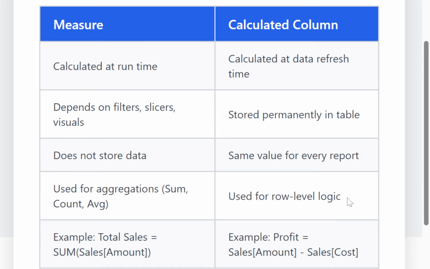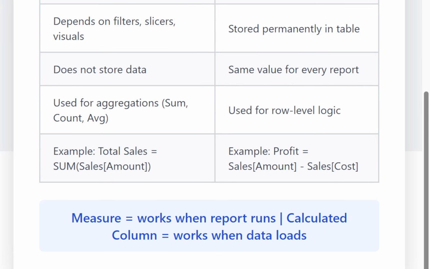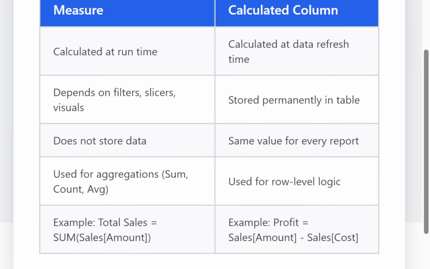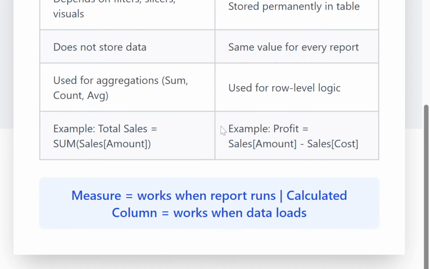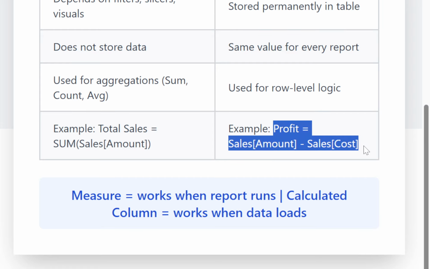Now coming to the storing of the data, same value for every report, and used for row level logic. So I'll show you in the next video how the measure and the calculated column work. But for now, just understand that the calculated column always calculates row wise, right? So for example, if we need to calculate a column to get the difference between the amount and the cost, we will apply this one.